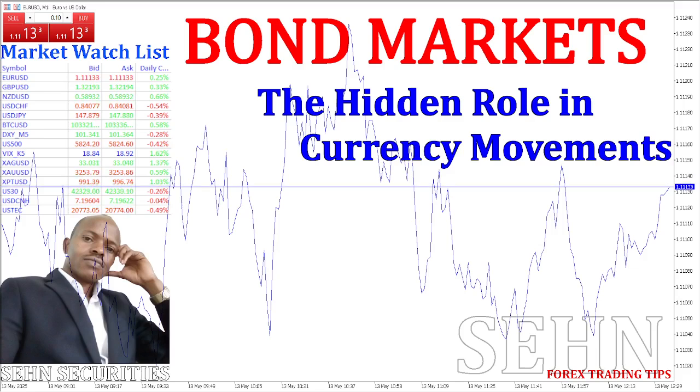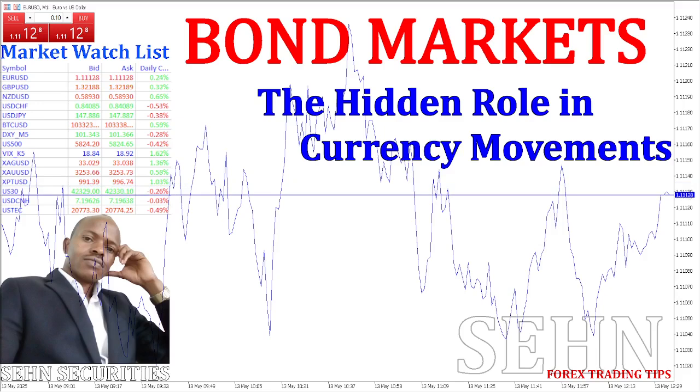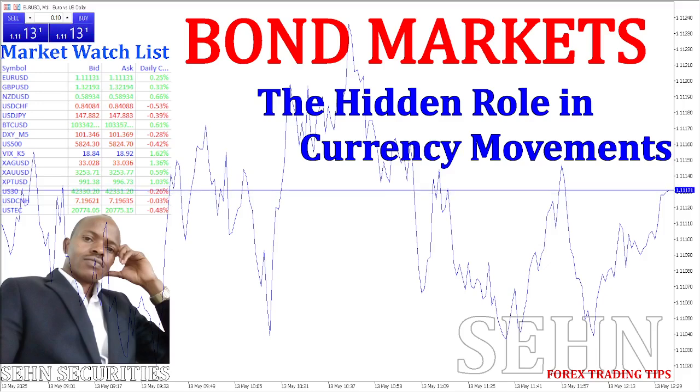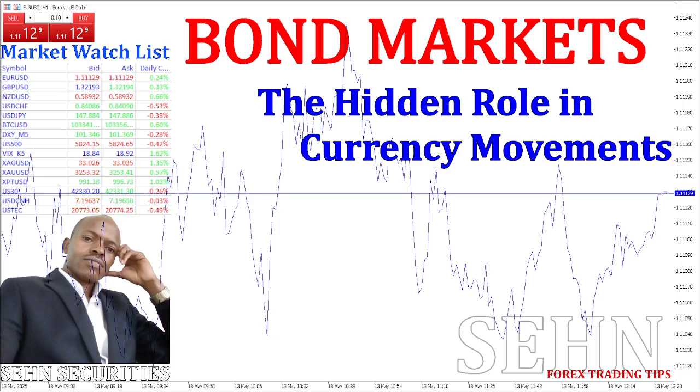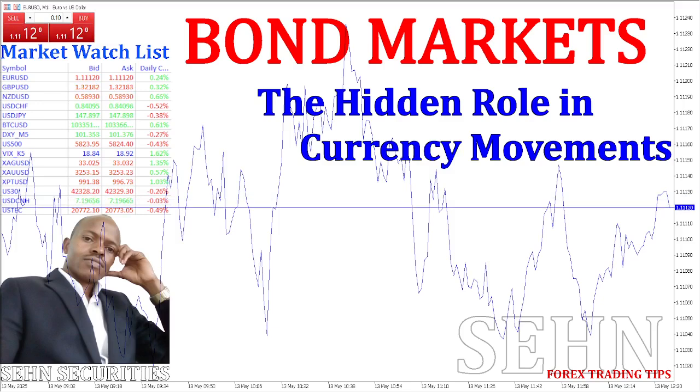For short-term trades, bond data might provide context, but price action remains king. A trader could be right about the fundamentals, but mistime the entry and exit without technical confirmation. It's also critical to remember that sometimes bond markets can send mixed signals. For example, if yields rise due to inflation but economic growth is slowing, Forex markets might hesitate.